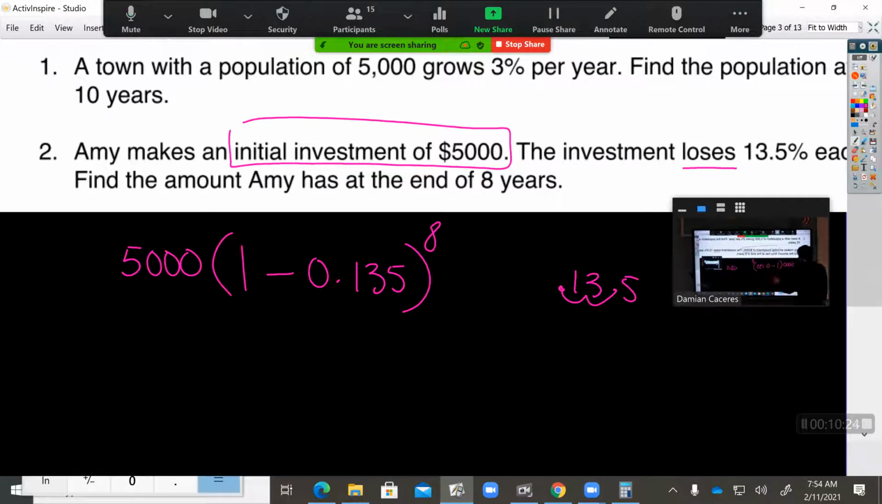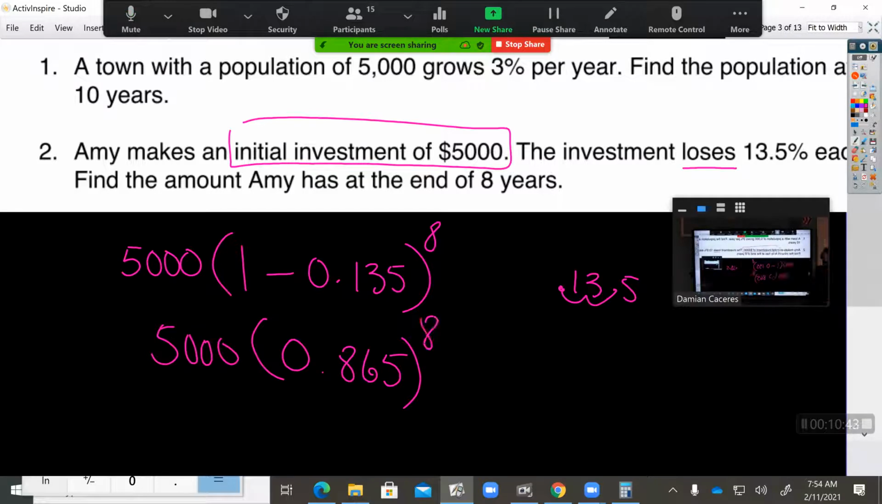So now let's set it up. 1 minus 0.135 is how much? 0.865. Right? Bring down your 5,000, your 8 exponent. Now this is what you're going to plug into the calculator.